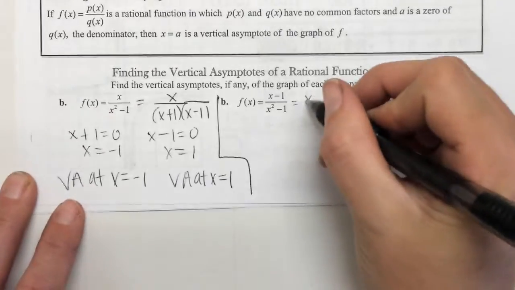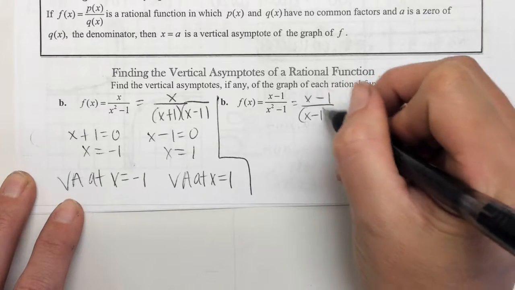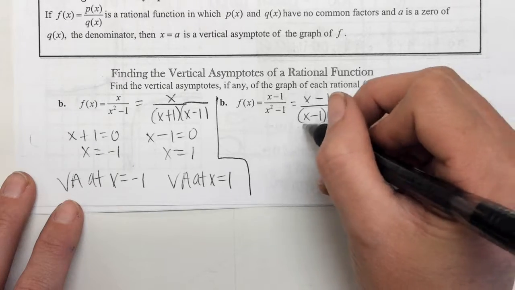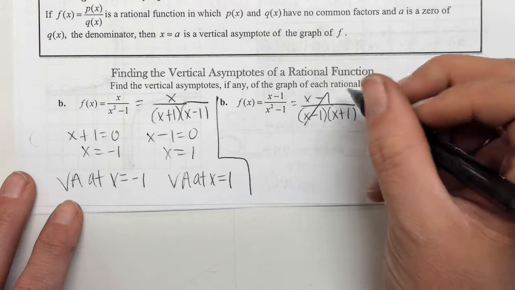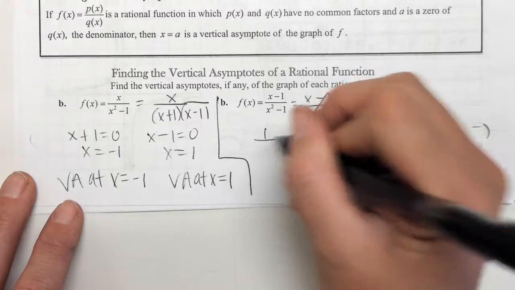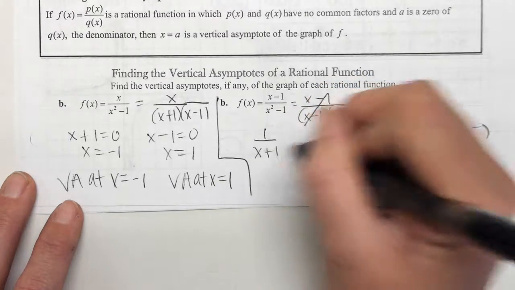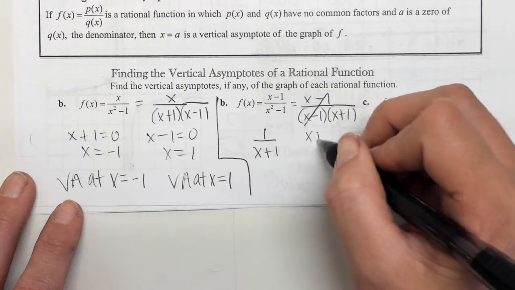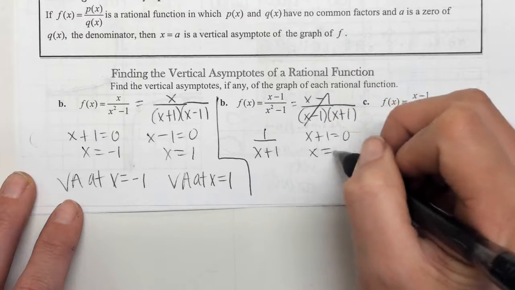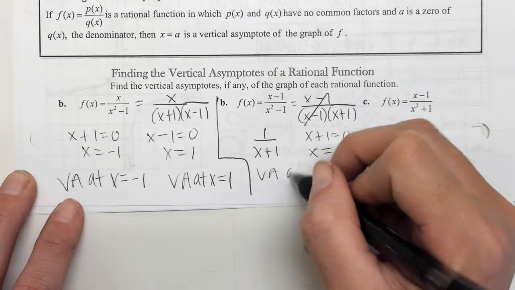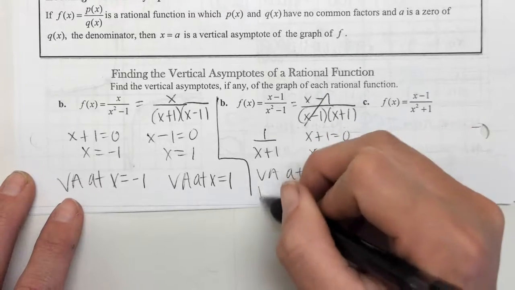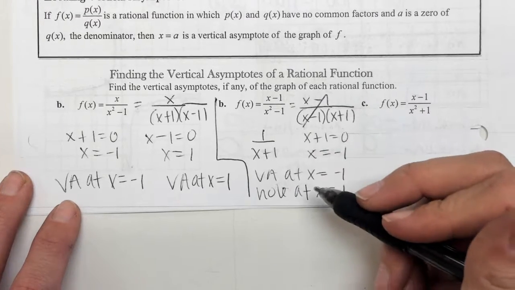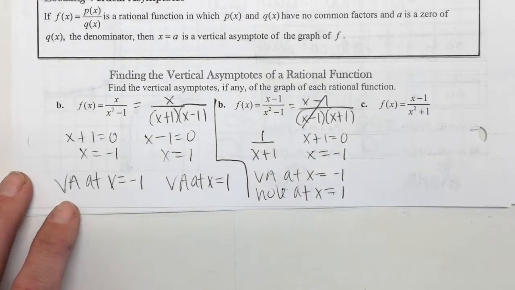Alright, on this next one I can factor the bottom into x minus 1, x plus 1. And what I notice is that these x minus 1's will cancel. So what will I have left on top? I'll have 1 over x plus 1. So for my VA, vertical asymptote, I set this bottom equal to 0. X will be -1. So I have a VA at x equals -1. And I have a hole at x equals 1, where it canceled out. It'll be an open circle on my graph where x is 1.